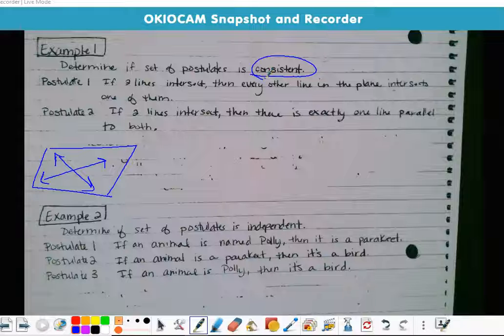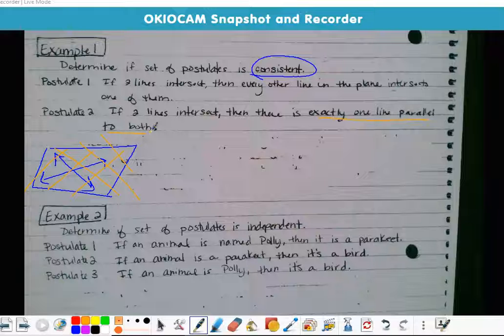So, do you agree with the picture that I drew? If two lines intersect, so we drew a picture of two lines intersecting, then every other line on the plane intersects one of them. So this is saying if I draw any other line on the plane, no matter where it is, and these go on, it's going to intersect one of them. The other one is saying that there is exactly one parallel to both. There's exactly one line parallel to both.